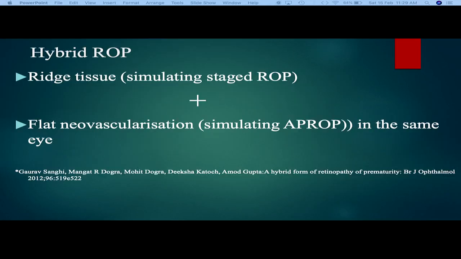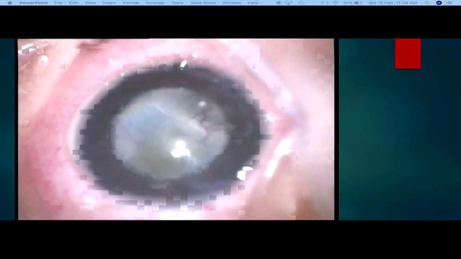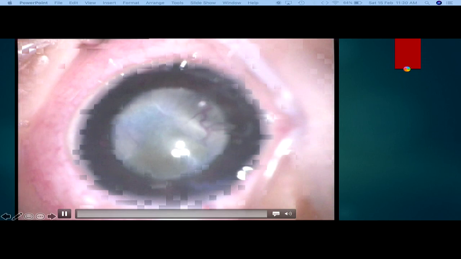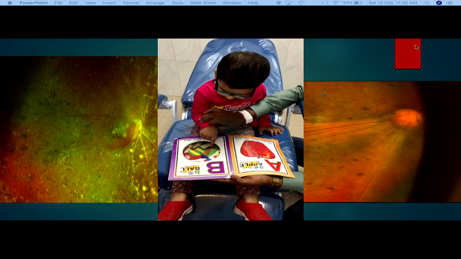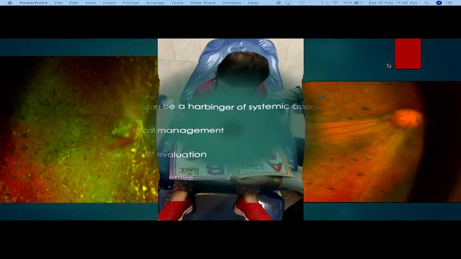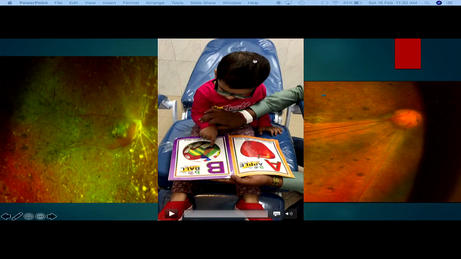And then we also see the hybrid ROP as published by the PGI group. The ridge tissue and the flat neovascularization are seen together. And some end up with stage 5. But even with stage 5, we have found very gratifying results. Up to 30-35% have some meaningful vision, and some of them also have reading vision, as this child. You can see thick bilateral aphakic glasses, but this child is able to read big fonts.